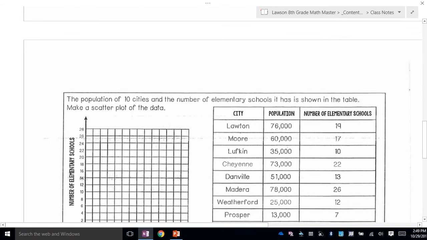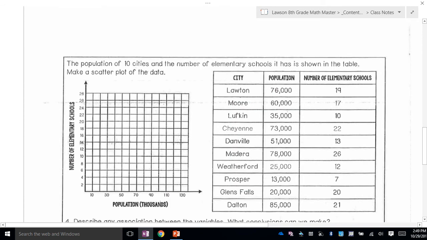So now we're going to move on to the second page. If you're following along, take a second and flip over to the back of this first handout. It says the population of 10 cities and the number of elementary schools it has is shown in the table. And we're going to make a scatter plot of the data. So all we're doing is simply graphing it.